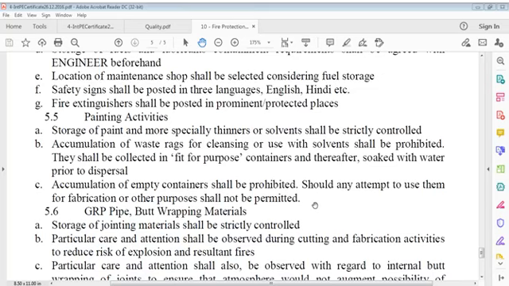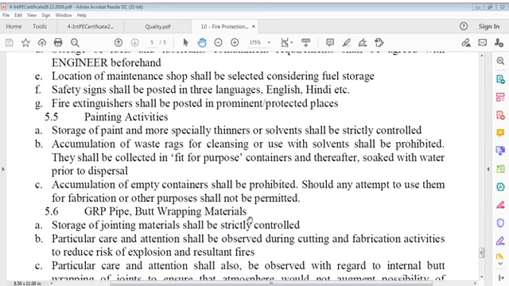Safety signs shall be posted in three languages: English or whatever else you can say, and two more languages which our people know or which the country you work in uses. Fire extinguishers shall be fixed in prominent protected places.